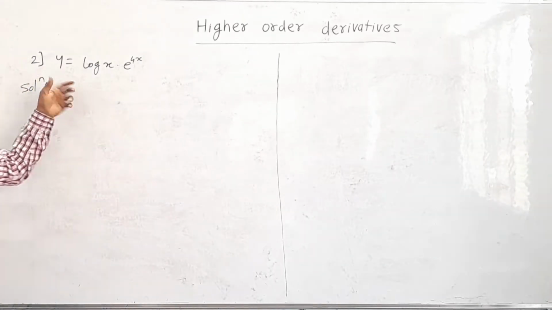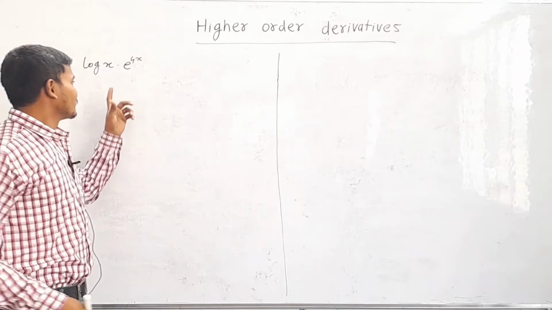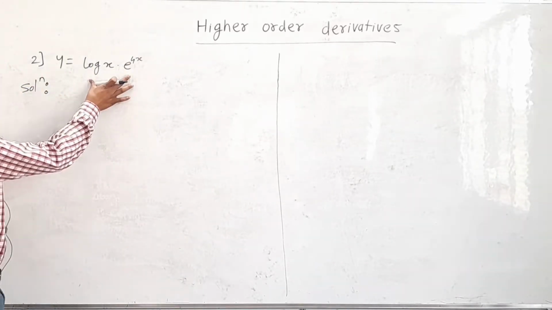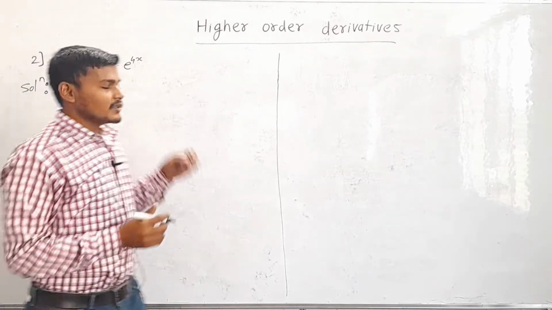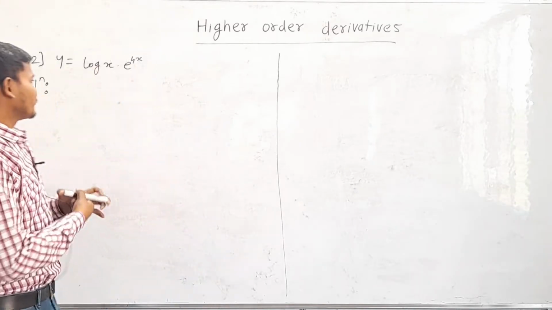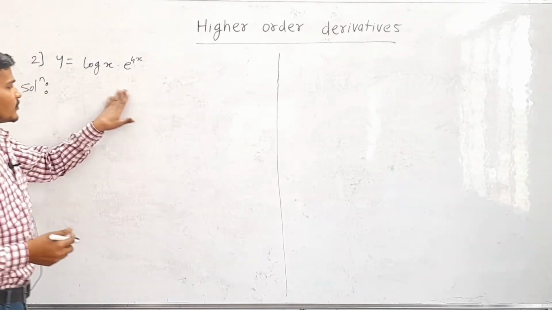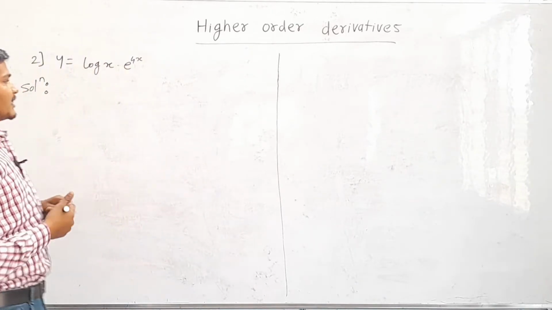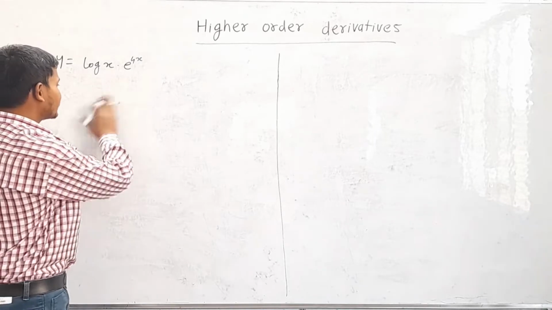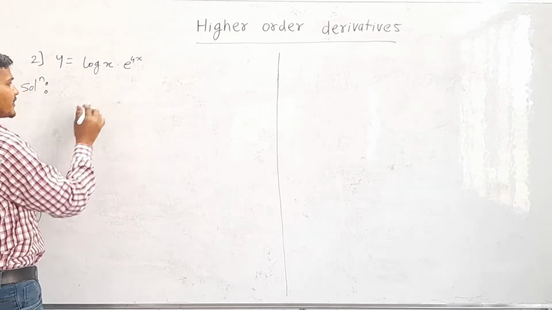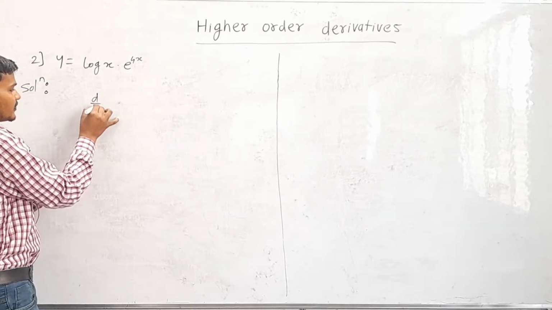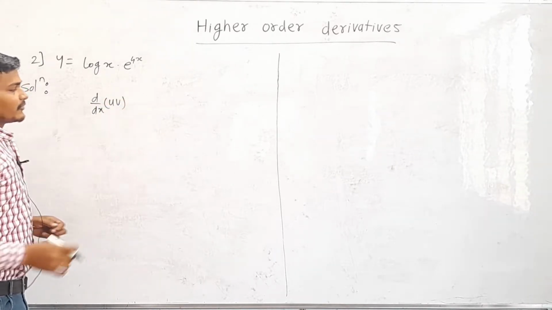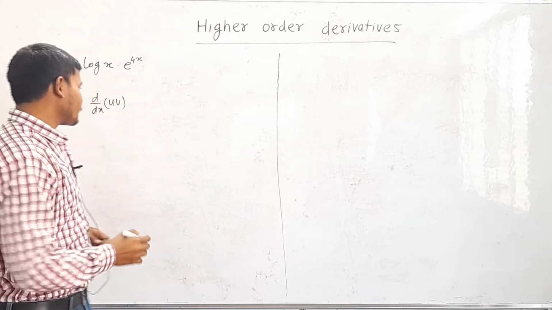Now, the second example is y is equal to log x times e raised to 4x. Here we can see there is a multiplication between two functions, and we should know the formula of differentiation of a product. I am going to write it here before starting the example: dy/dx of u times v, where u and v are functions.